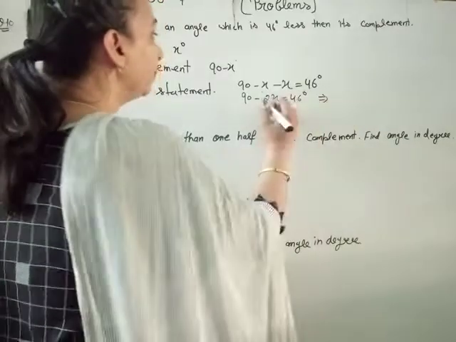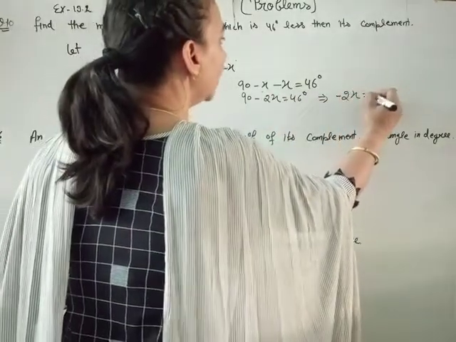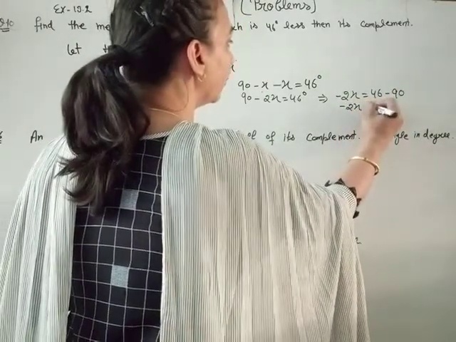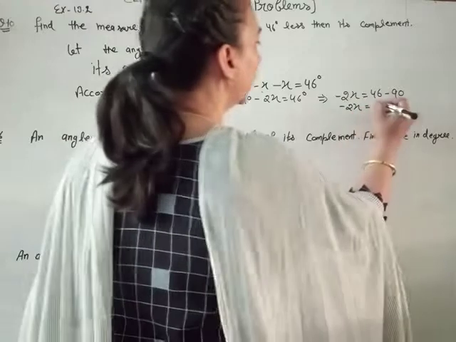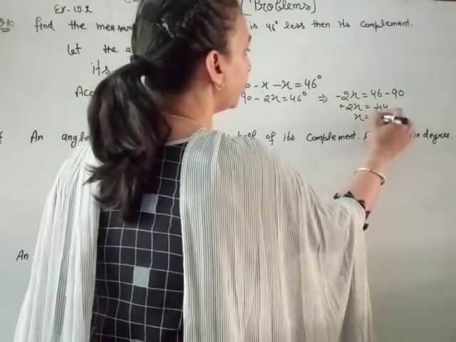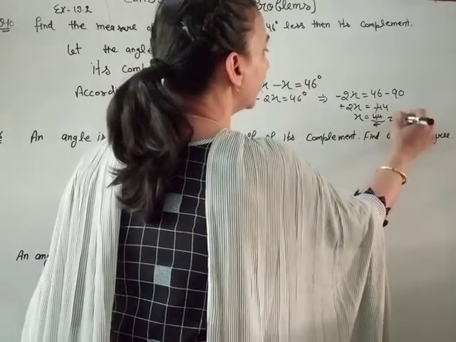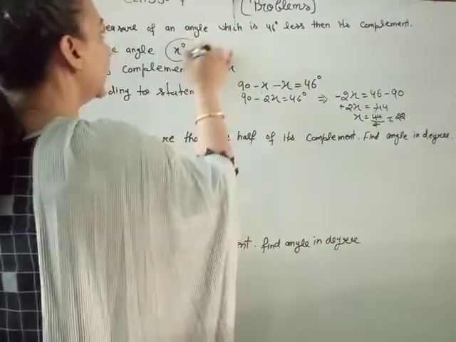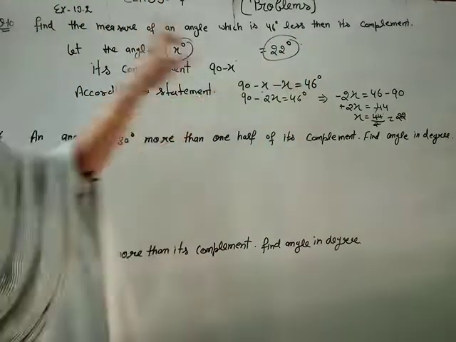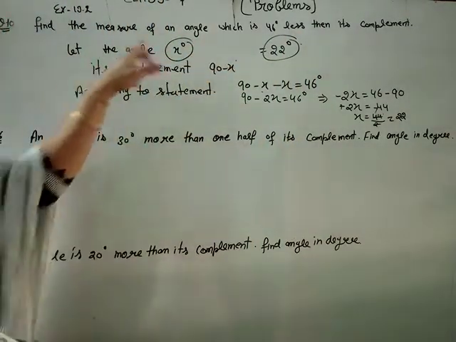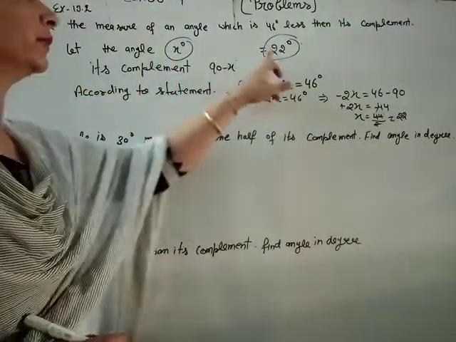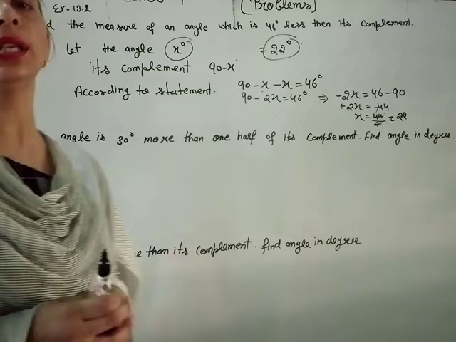This implies that minus 2x equals 46 minus 90. Minus 2x equals minus 44, the minuses cancel, then x equals 44 by 2, which is 22. Then x degrees equals 22 degrees. Our angle is 22 degrees.